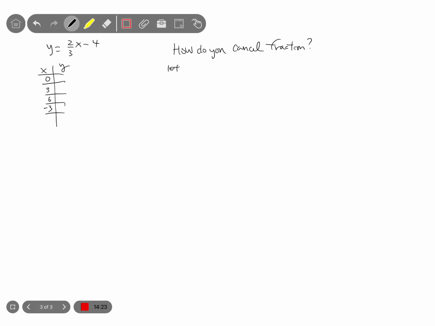So first, let x equal 0. Y equal 2/3 times 0 minus 4. 2/3 times 0 is 0, so y equal negative 4. Next one, we're going to let x equal 3. So y equal 2/3 times 3 minus 4. Right, remember 2/3 times 3 is the same as 2/3 times 3 over 1. And again, when we multiply by fractions, we reduce before we multiply. 3 and 3 cancel out. You're left with 2 over 1, or just 2, minus 4, which is negative 2.